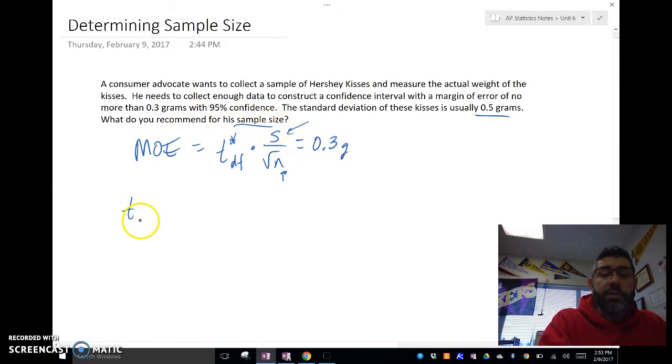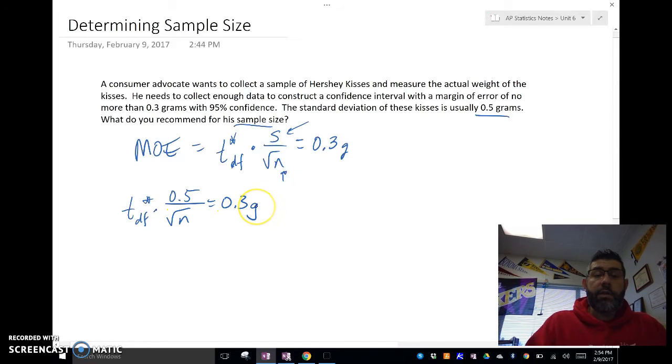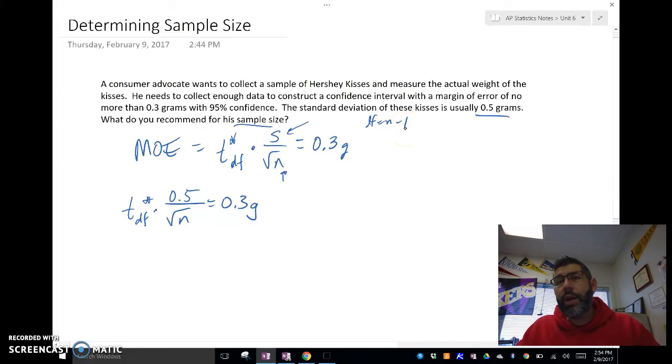So if we have t star with degrees of freedom, times s, which is 0.5, over square root of n, and we're looking for n, we have a bit of a problem. If we're looking at our table, we need the degrees of freedom, which is normally n minus 1. So in order to find t star, we need to know n. Well, we can't find n if that's what we're looking for. So we've got a bit of a problem here.